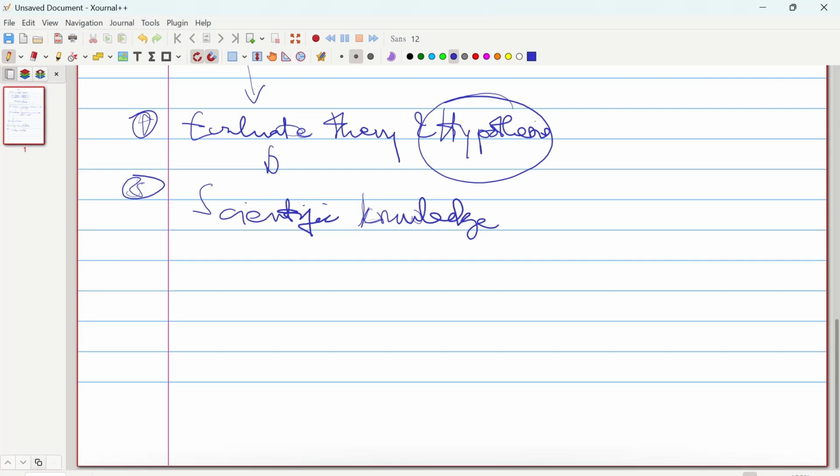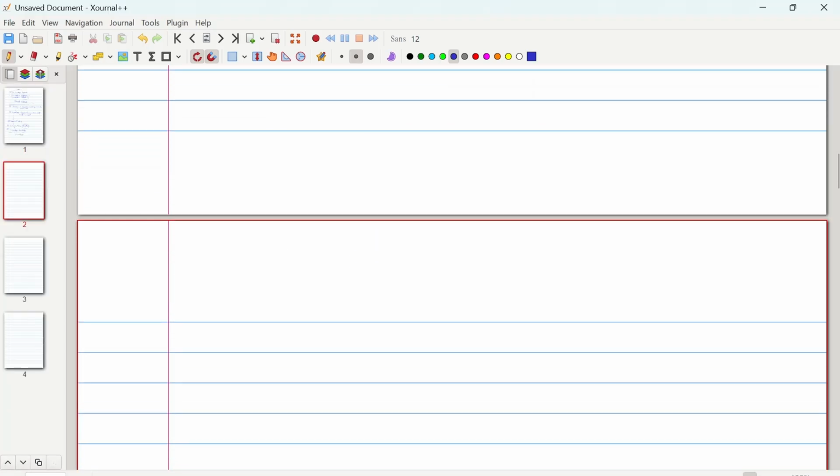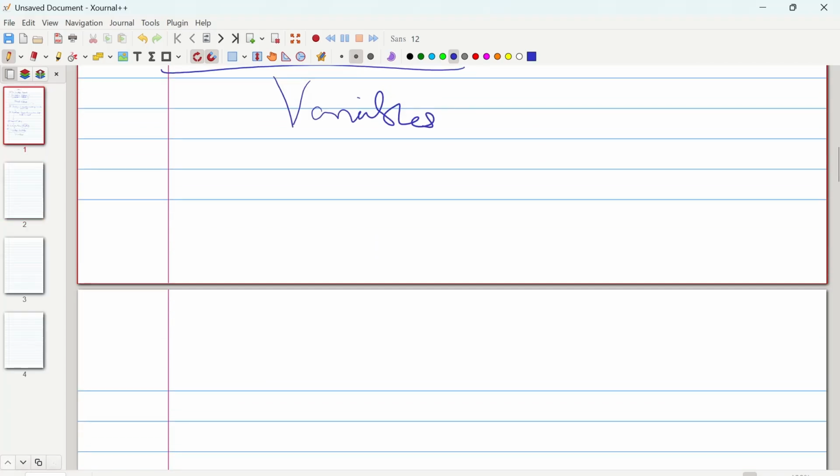Now, how do we actually go about this process? If we have this phenomenon of interest and we want to explain it, the easiest way, and how we do it in science, is that we formulate our phenomena in terms of what we would call variables. A variable is basically anything that varies. And what we want to do is think about the world in terms of these variables.